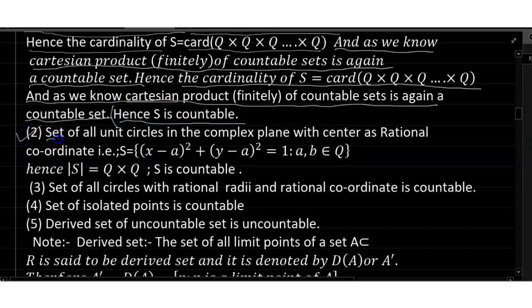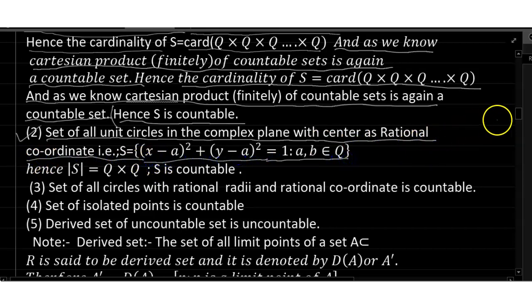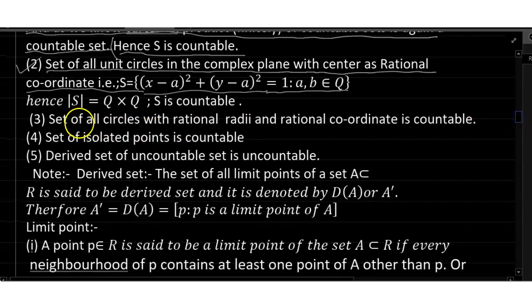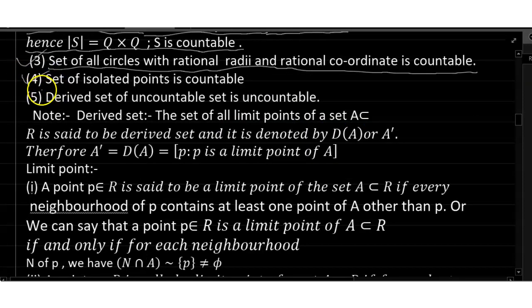Number 2, set of all unit circles in the plane with center at rational coordinates, that is S = {(x − a)² + (y − b)² = 1}, where a, b belong to Q. So hence S is equivalent to Q × Q. S is countable, and the set of all circles with rational radii and rational coordinates is countable. Set of isolated points is countable. Derived set of an uncountable set is uncountable.